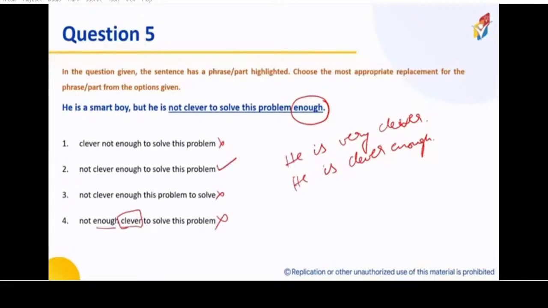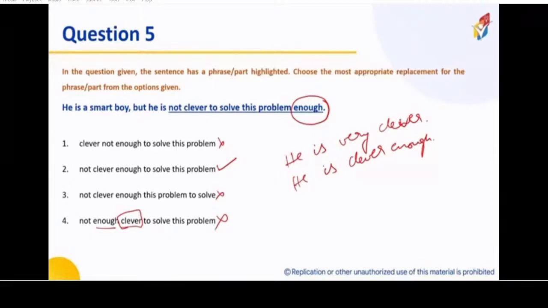So enough, as I told you, is a peculiar adverb. While all the other adverbs which qualify adjectives come before them, enough has this very special property that it comes immediately after. Okay, let's go forward.